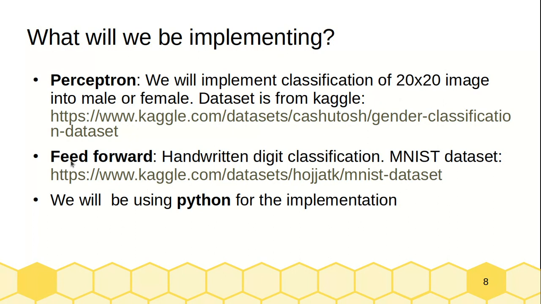For the feed forward network we'll be implementing handwritten digit classification. Each image will consist of a written digit 0 through 9, and we'll classify whether the image contains digit 0, 1, 2, 3, up to 9. The datasets we will be using are available in these links. We will be modifying the datasets, and I'll upload any modifications to GitHub, so that it will be easier for you.